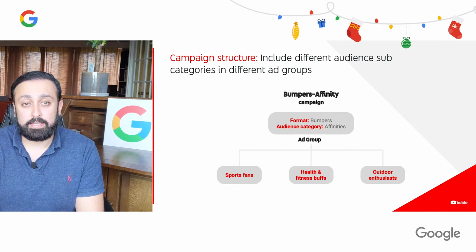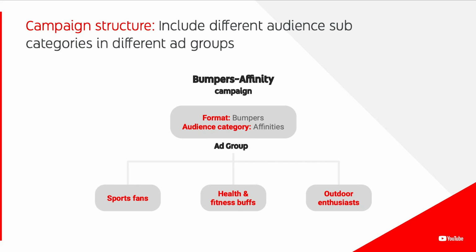So in this case, let's say I want to use a bumper format with a targeting called Affinity. That would be a separate campaign for me. And obviously, if I want to use different types of affinities, then I can use different ad groups in a campaign, as you can see here in this example. The reason that we recommend a separate campaign is to have a little bit more control over the budgets that you're using for your campaigns.